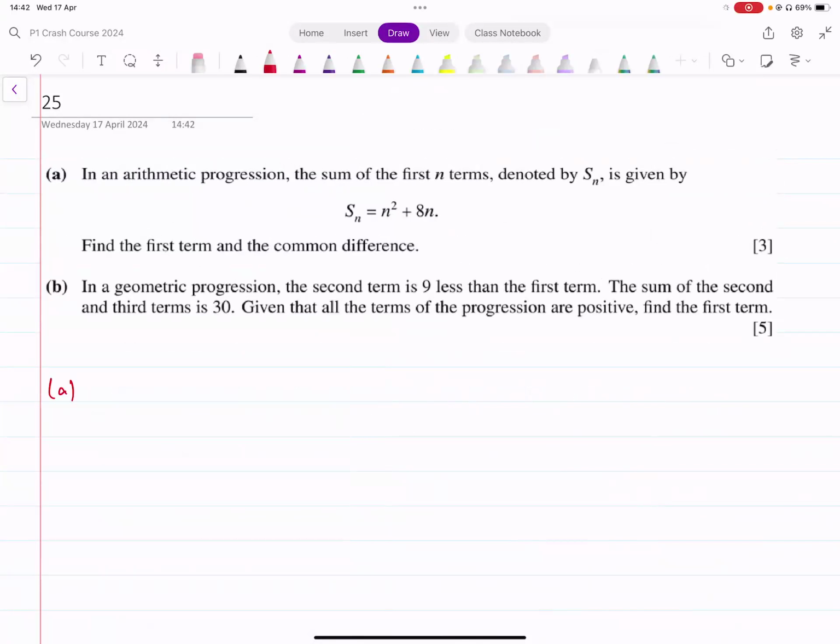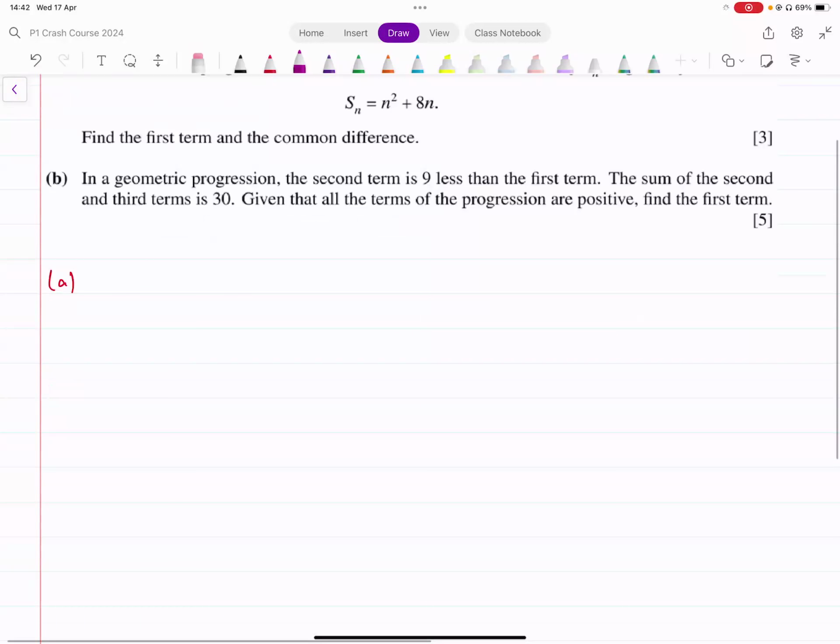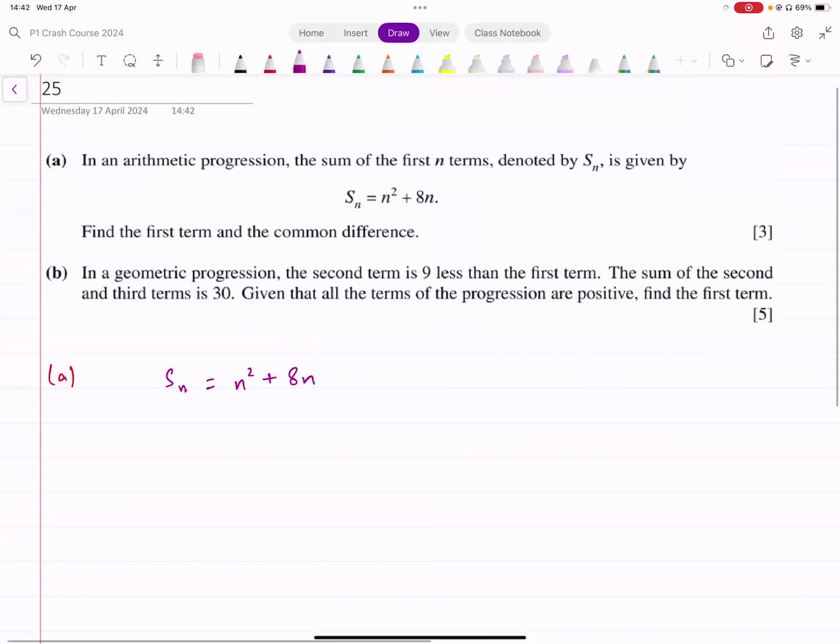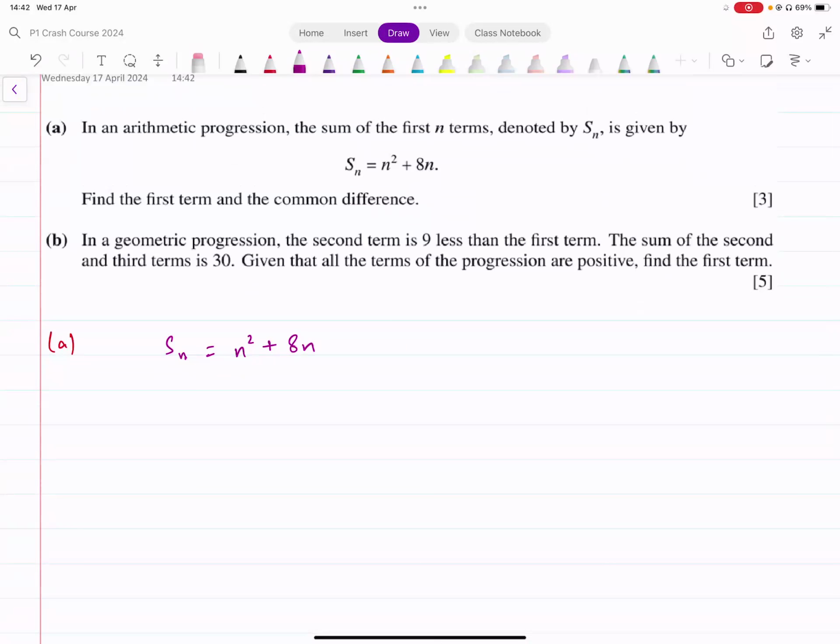Okay, so now this is, in an arithmetic progression, the sum of the first n terms denoted by Sn is given by this. Find the first term and the common difference. So what they've done is, they have given you the sum formula for this particular arithmetic progression. And they're saying that sum formula is n squared plus 8n. Right? This is the sum formula that they have given us for this particular arithmetic progression.